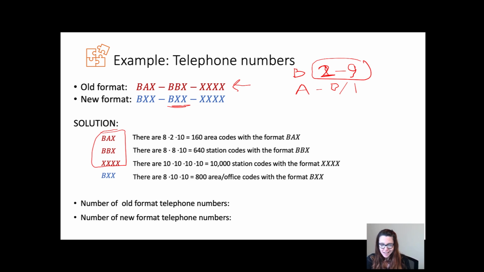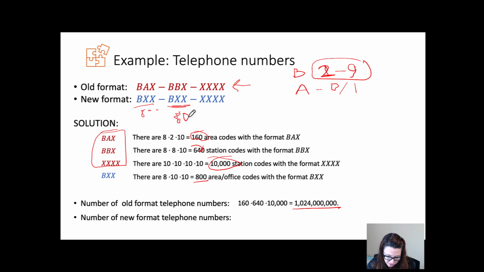Mackenzie, what number did you come up with? You can check your answer. That's 160 times 640 times 10,000, which gives us the number of numbers under the old format. Under the new format, it's 800 times 800 times 10 to the 4th. Sorry, I said 1 million. It's 1,024,000,000 for the old format, and it's 6,400,000,000 for the new one.